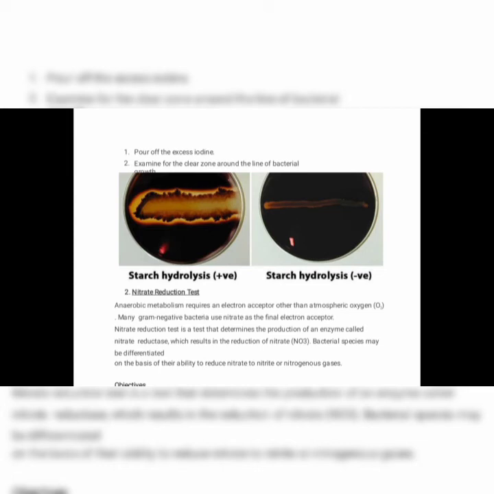So the objective of starch hydrolysis test is to differentiate between those bacteria which can hydrolyze starch. Meaning to say, those bacteria which contain amylase and oligo 1,6 glucosidase.